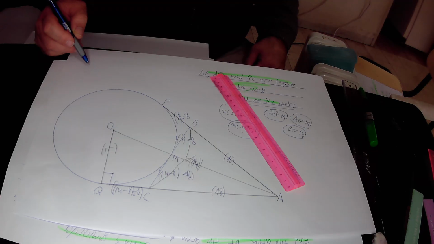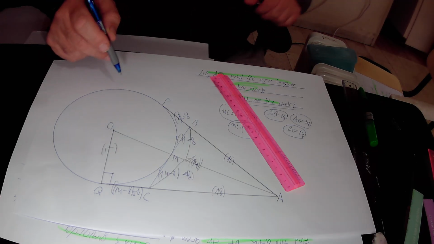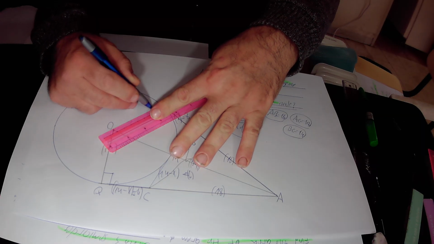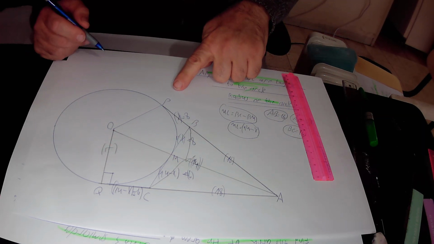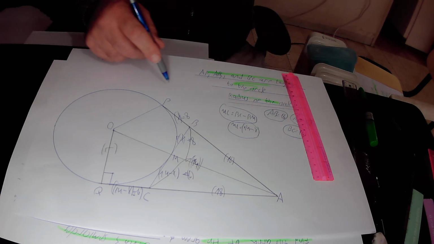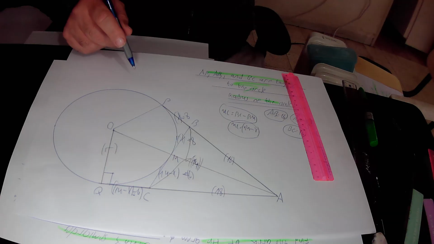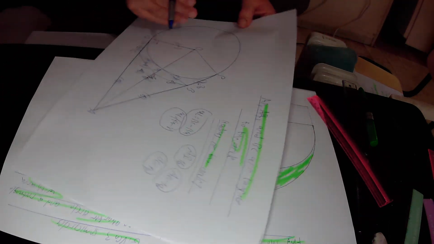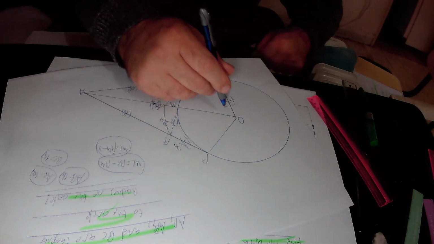Likewise, we will join points O and P together by a straight line. Point P is the point of tangency of tangent AP with this circle. So OP is the radius of this circle. That equals R, according to our definition. OP equals R.